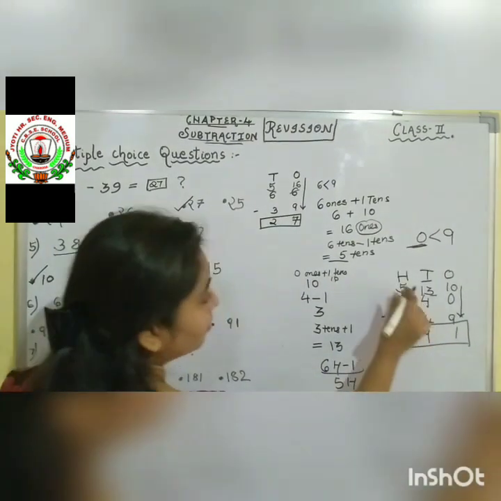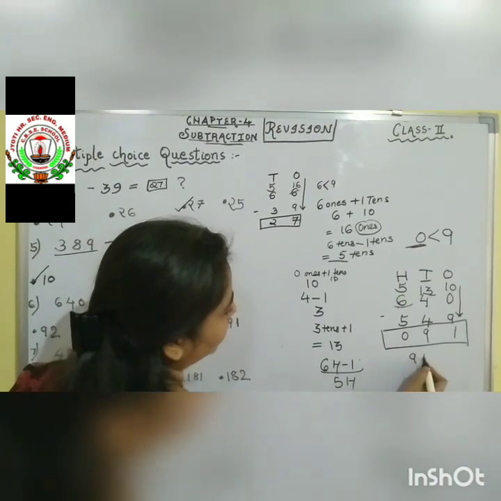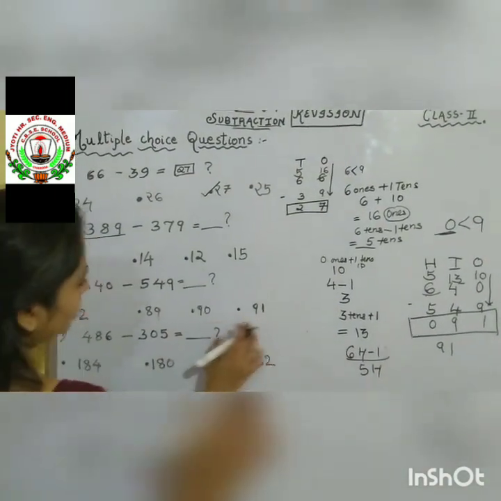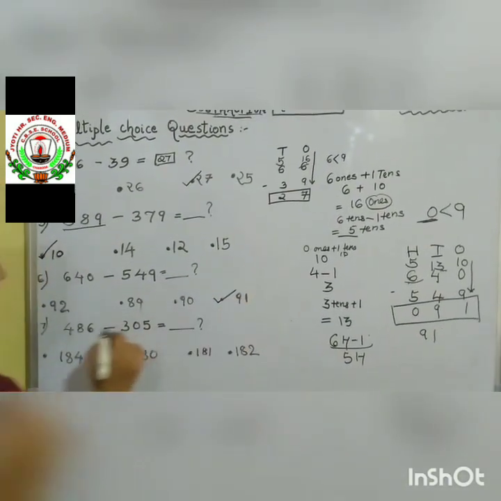9.5 minus 5.0. So our new answer comes as 91. Now let us check whether it is given in the options. Yes, it is given, option 91. We will put a tick mark over this.